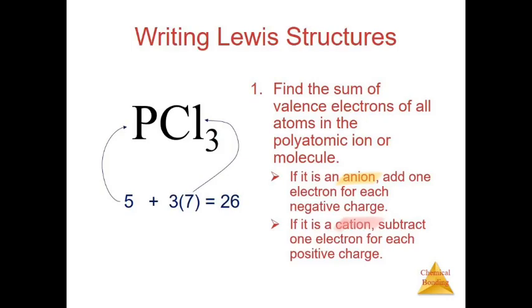And then if it is a cation, cations have a positive charge, meaning you've lost electrons. So you would have to subtract off an electron for every positive charge you have. So if you're talking about the ammonium ion that's a +1, you would subtract 1 from your valence electron count.